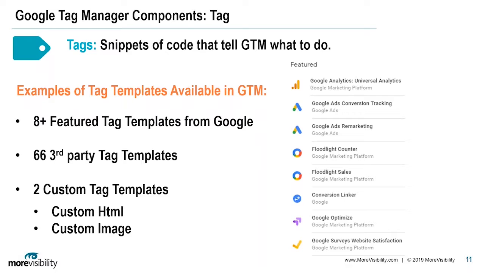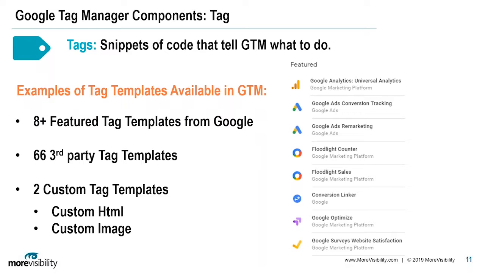That's correct, because it can get confusing on which tag templates to use. Even before, when Google Tag Manager first came out, some of the AdWords conversion tags, now Google Ads, were done in custom HTML. But as you can see to the right, we now have custom templates right from Google.